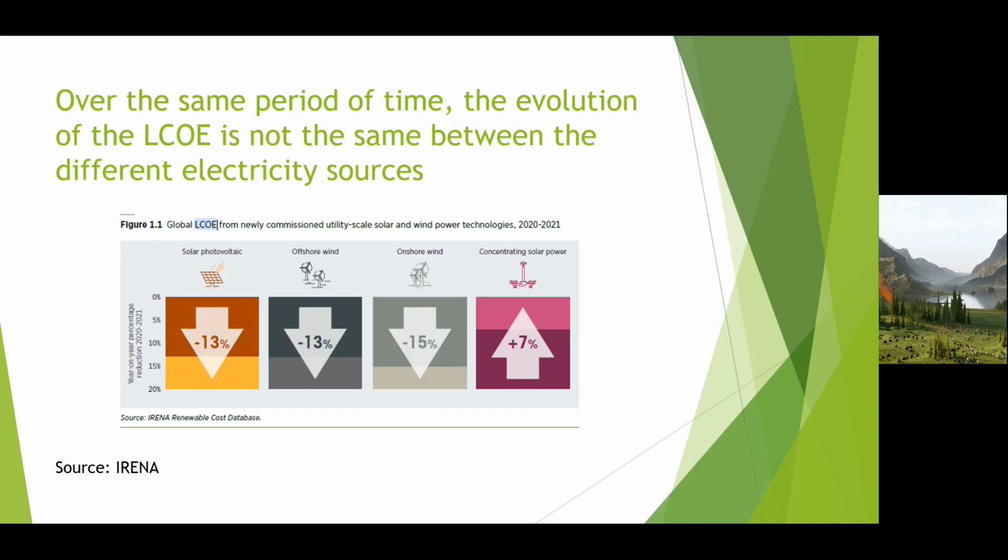Over the same period of time, the evolution of the LCOE is not the same between the different electricity sources. Here we can see difference in terms of evolution between 2020 and 2021, between solar photovoltaic and onshore wind and concentrating solar power, for example.